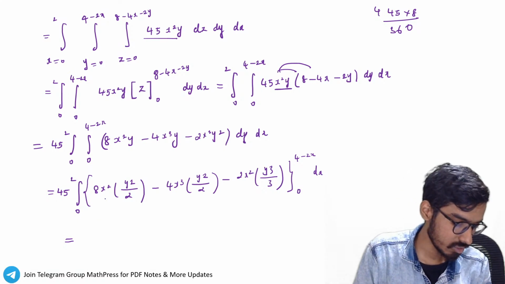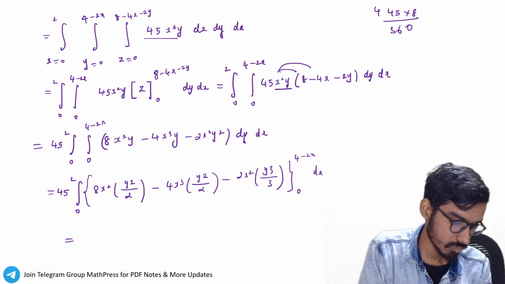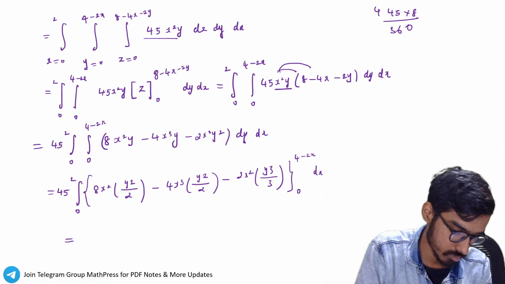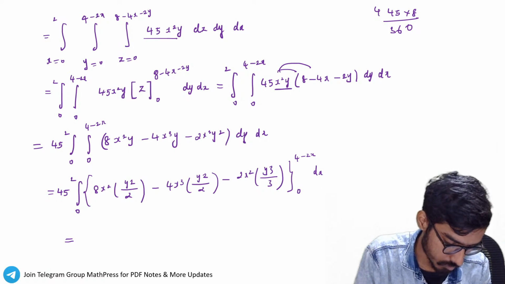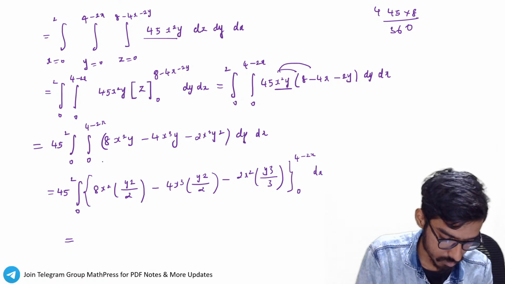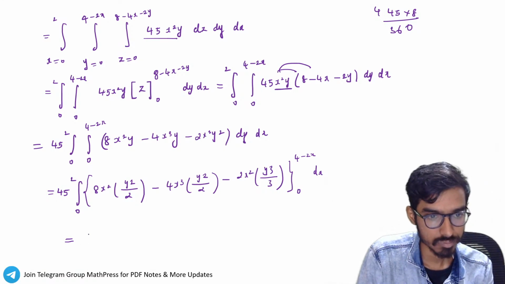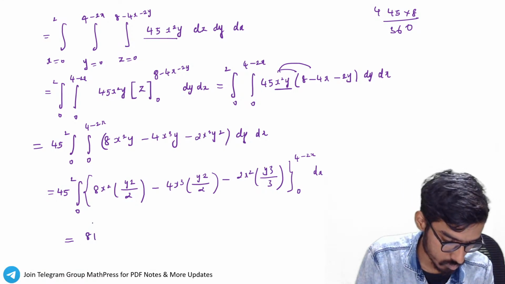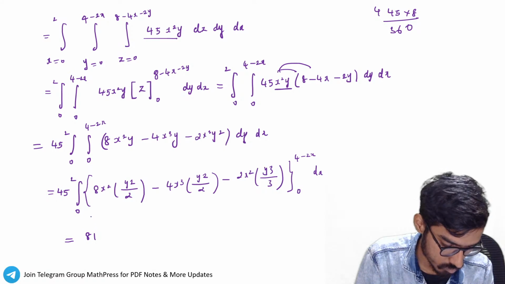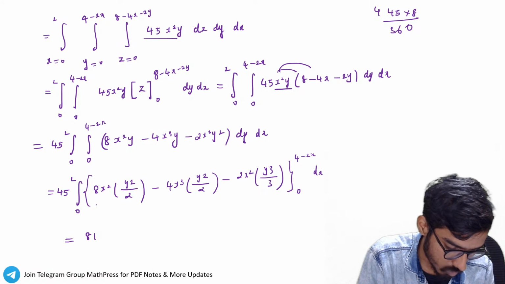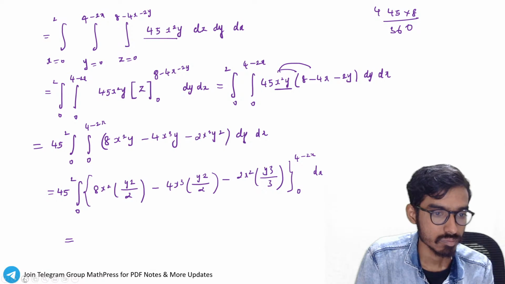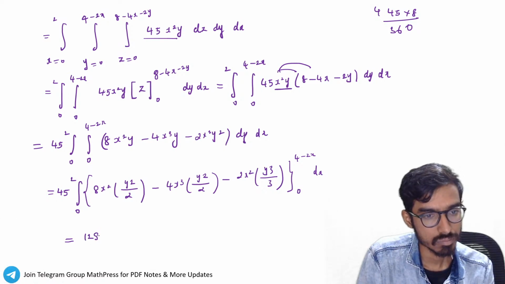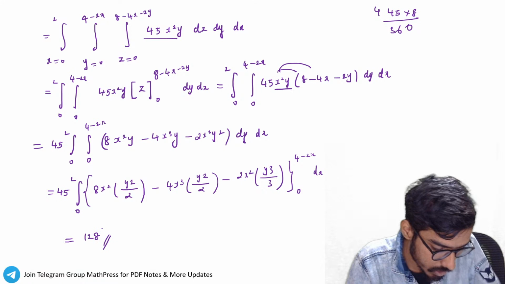So you just evaluate this. The answer will be, you get 81 is the answer. Fine. 81. 128 will be the answer. Right? 128 will be the answer.